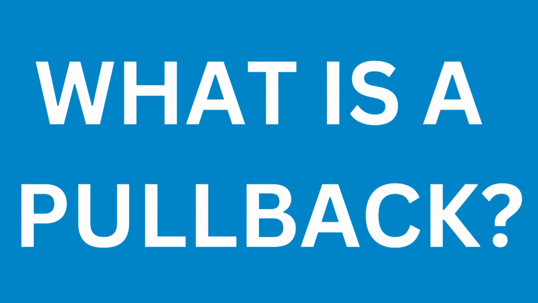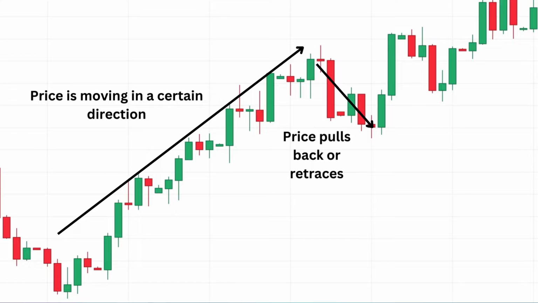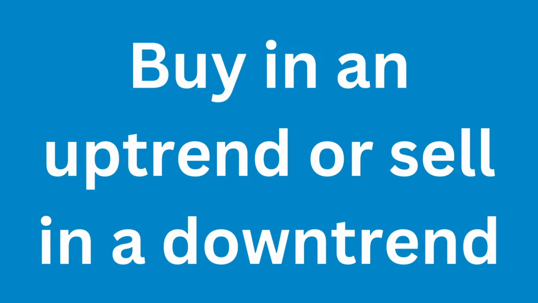So what is a pullback? Well, a pullback is basically when a price is going in a certain direction, or you've identified that the trend is going in a certain direction, and suddenly there's a small pullback in price where the price reverses and goes in the opposite direction, but for a short period. It's like a small temporary reversal within a bigger movement. Traders often see pullbacks as opportunities to buy in an uptrend or to sell in a downtrend. And the reason they do this, as I mentioned before, is to get a better price and to make more profit. Here's a step-by-step explanation for trading the first pullback strategy.